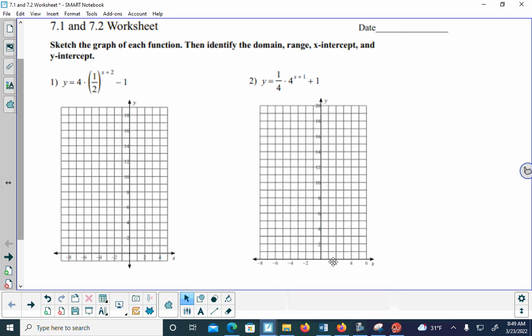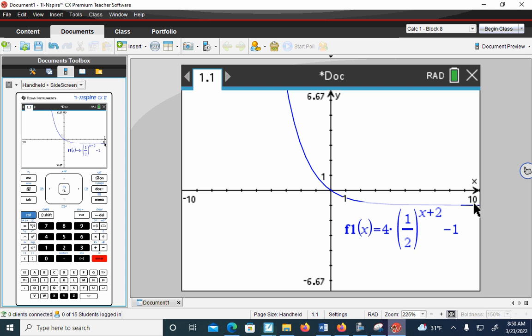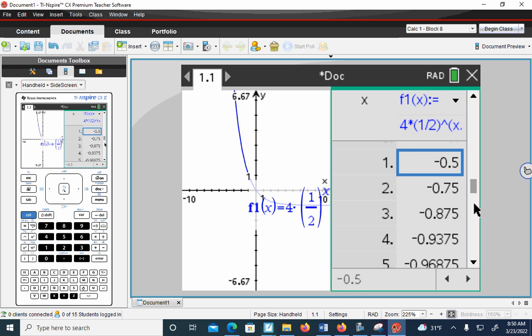I'm going to go over a worksheet on exponential functions. The first one is y equals 4 times (1/2) to the x plus 2, minus 1. I took my calculator and graphed it. To find some points to graph, I press Control T, and I see these values here.